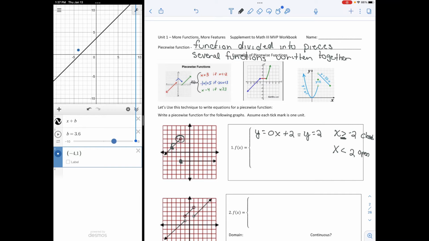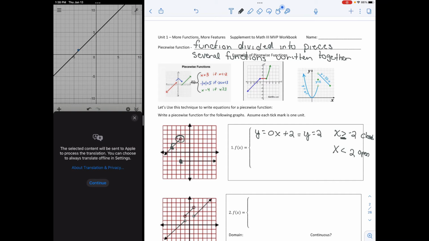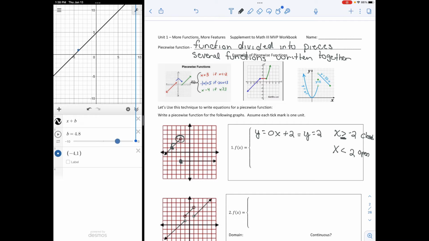And as I move my slider up, I see that it's going to have a y-intercept of 0. Nope. A y-intercept of 5. I don't know where I got 0 from. It's got a y-intercept of 5. If I can get it on there. Yeah. It's got a y-intercept of 5. So my equation is going to be y is equal to x plus 5, because b is 5. And where is it defined?